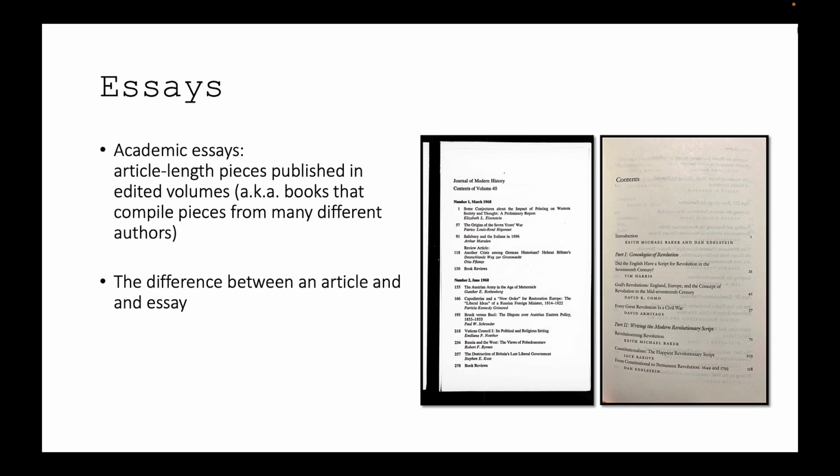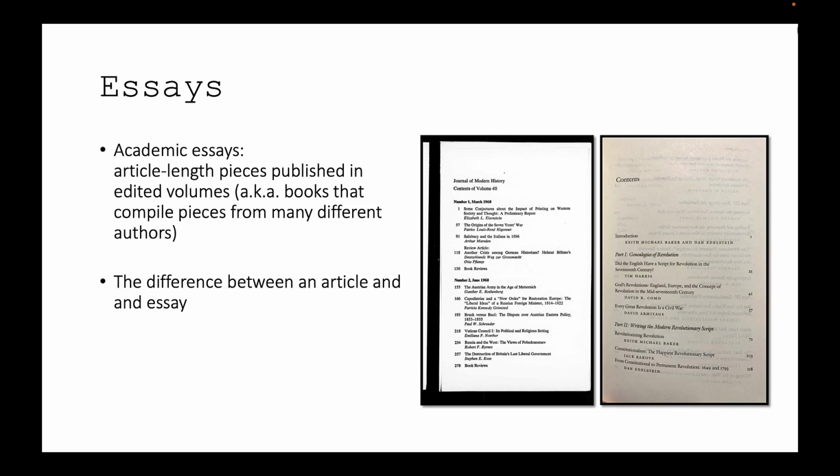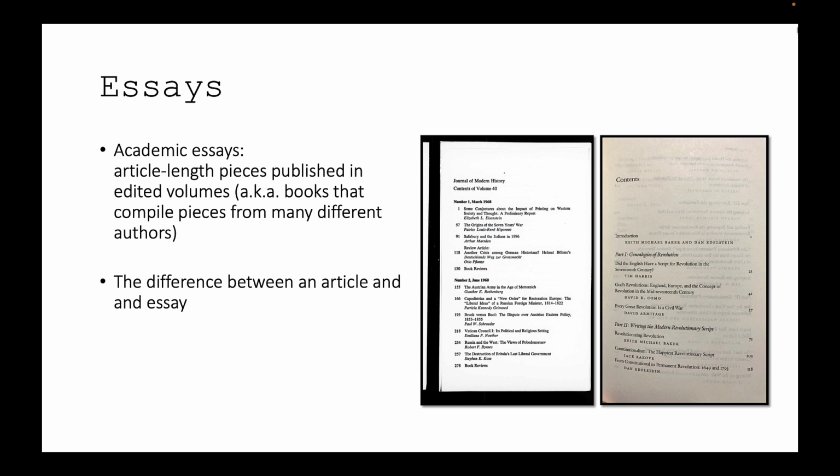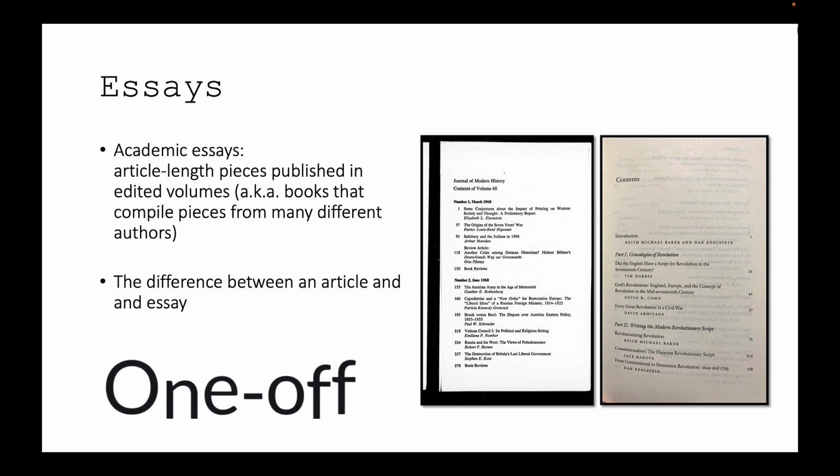Now, I know what you might be thinking. You might be thinking, well, that sounds exactly like a journal. What's the difference between an article, a journal article, and an essay? Well, I'm glad you asked. The difference between a journal article and an essay is that journal articles are published in journals, which are serial publications. Essays are published in edited volumes, which are sort of one-off publications.